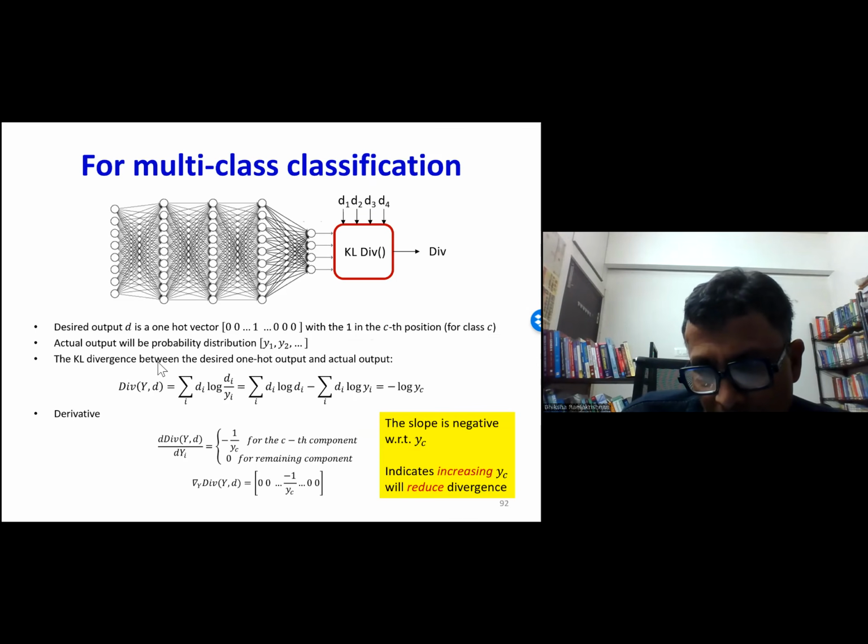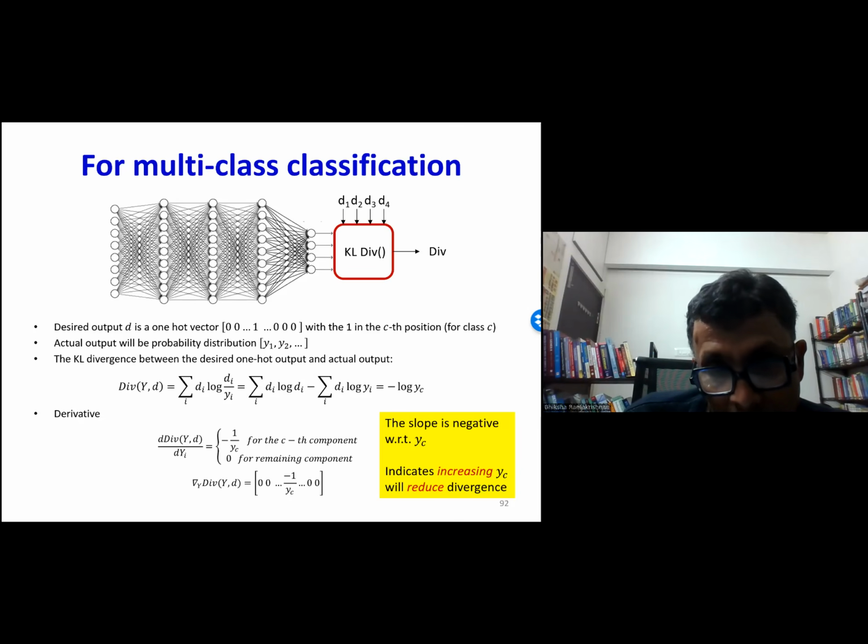And so the KL divergence is now defined as the sum over all classes of di times log of di over yi. If you work it out, you can just see that this is summation di log di minus summation di log yi. And if you're using a one-hot representation for the target, then di is either going to be 0 or 1. And so for all the wrong classes, di is going to be 0, so this term becomes 0. For the target class, di is 1, so log of 1 is 0, so this term becomes 0. So overall, this term is always going to be 0.